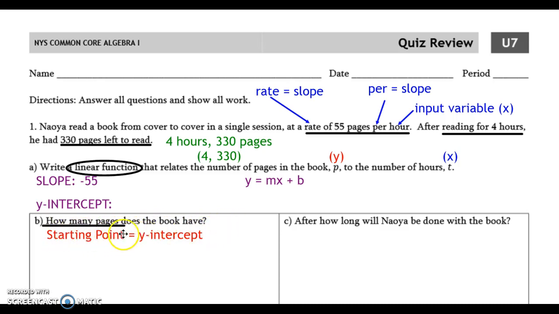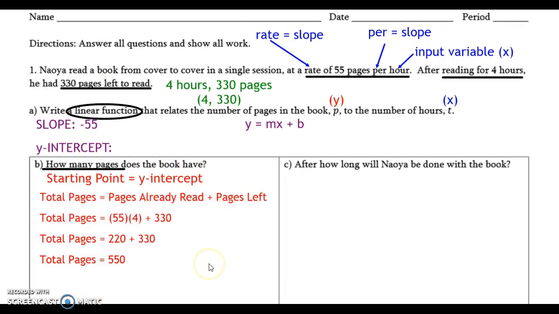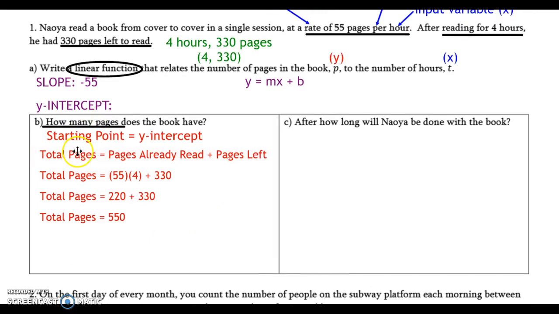And we know that the starting point, how many pages does the book have to start with, is going to be our y-intercept. And we can see the work that we did here for the y-intercept. I know that the total number of pages in the book is equal to the pages that were already read plus the pages that are left. I know that I've read, or in this case Naoya has read, 55 pages per hour. And they've read for 4 hours. So that means 55 times 4 is the number of pages that they've already read. That 55 times 4 is going to give us 220.